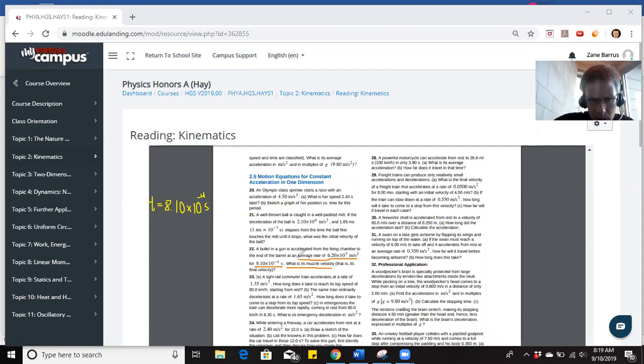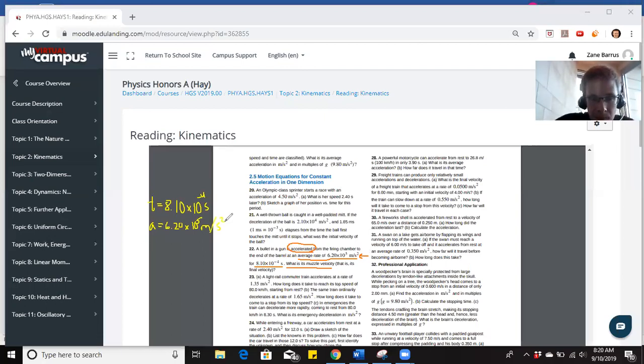Take a look at the other thing I underlined here. It was accelerated from the firing chamber at a rate of 6.20 times 10 to the 5th. Because they used the word accelerated there, this number that they gave me is my acceleration. So let's write that down. My acceleration is equal to 6.20 times 10 to the 5th meters per second squared.